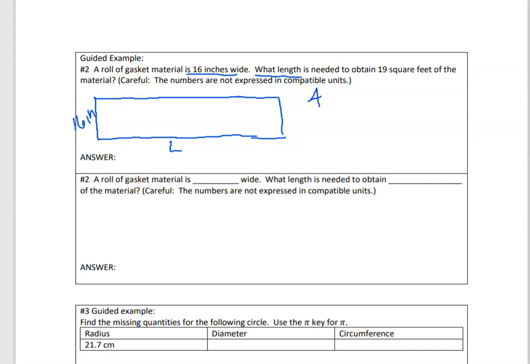And we know to find the area of a rectangle, you would do length times width. Okay, and so length times width gives you your area. Now, the deal is on this one that this is in square feet, 19 square feet, and this is in inches. So to work this problem, I'm probably going to need to either change them all to inches or all to feet. So 19 square feet, how many inches would that be?